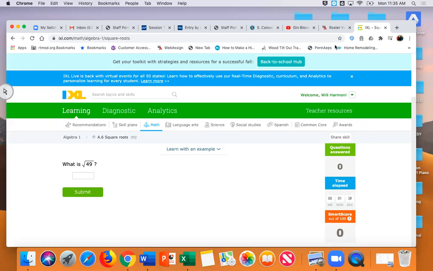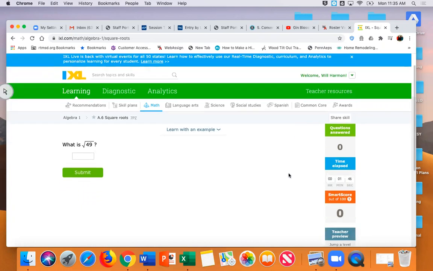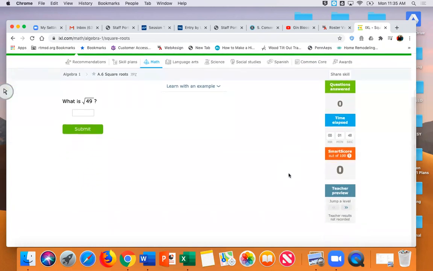So in essence, if we think of this as a multiplication problem, it might be a little easier for us. So I want you guys to think, what times itself gives me 49? So what times what gives me 49? 7 times 7. So 7 is the square root of 49.